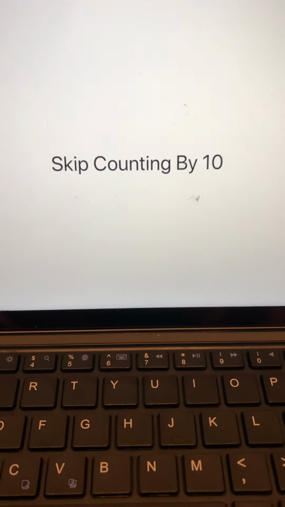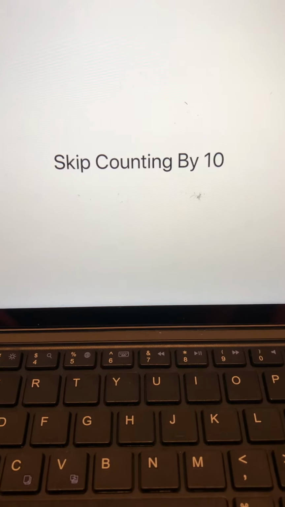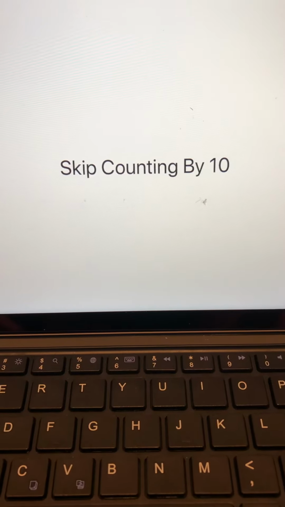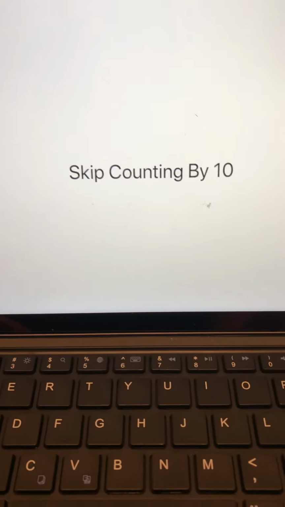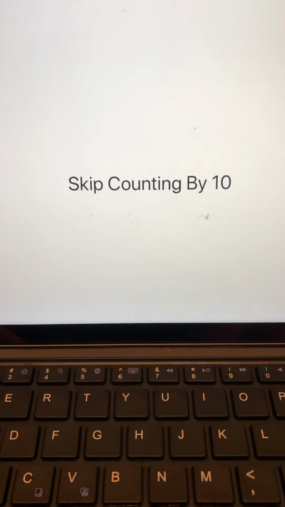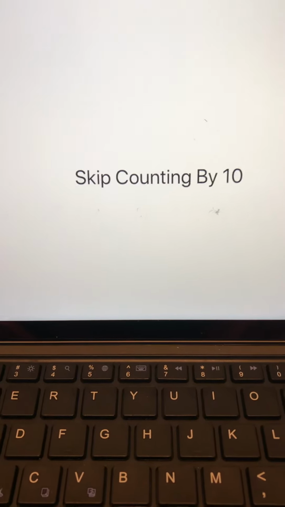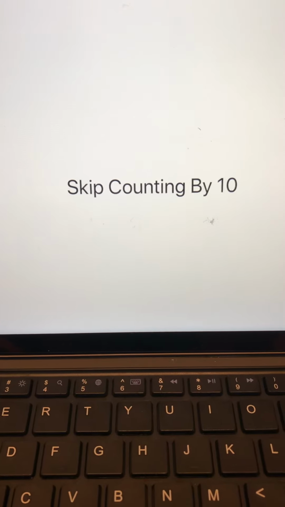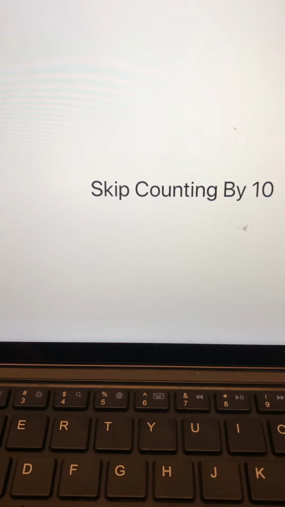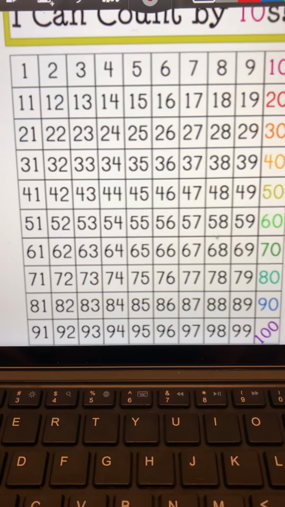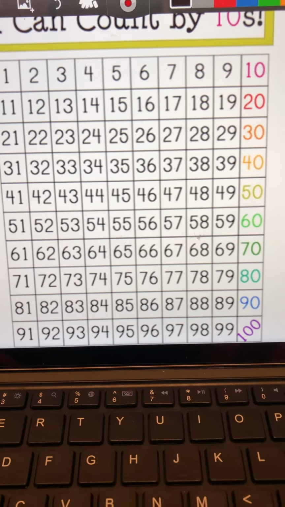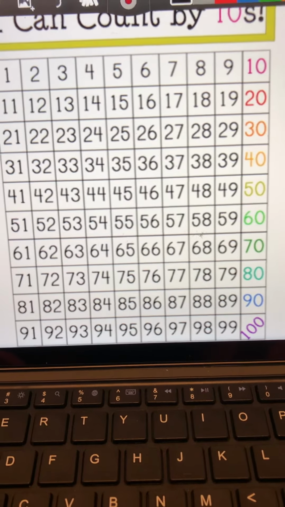Menko. Today we are going to continue skip counting by 10. Yesterday I know you watched a video to get your brains going with skip counting by 10. So today we're going to do a math routine together. All right? Let's look at our hundreds chart. That will help us skip count by tens.